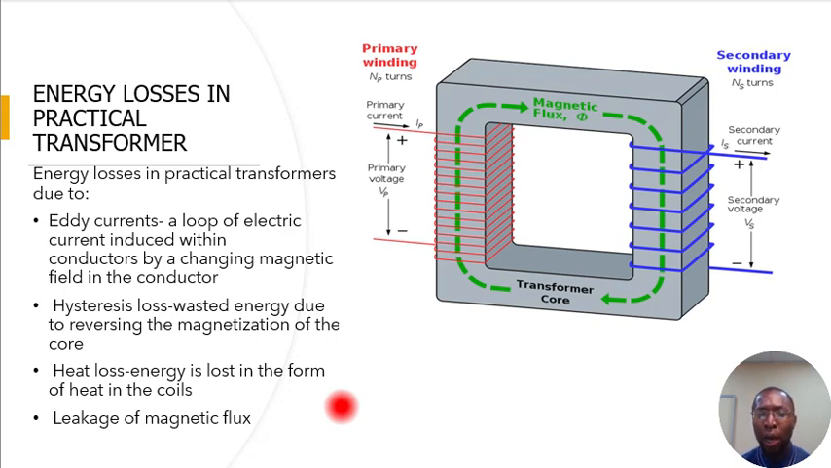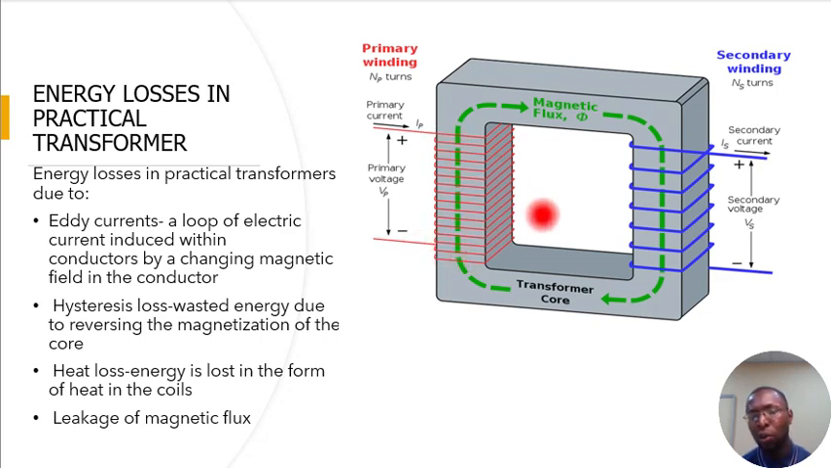As a transformer is working, it loses some energy, and this energy is lost in four different ways. Number one, through eddy current. The eddy current is a loop of current induced within the conductor, that means within the coil now, due to what?